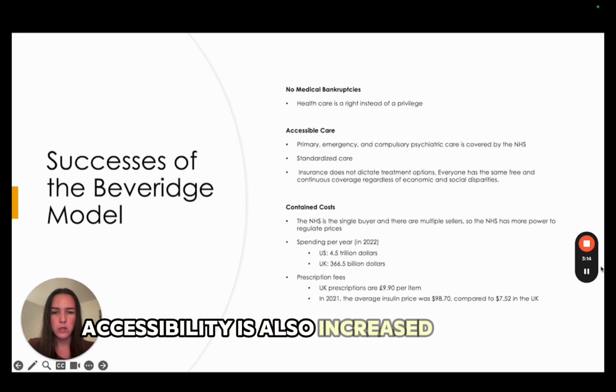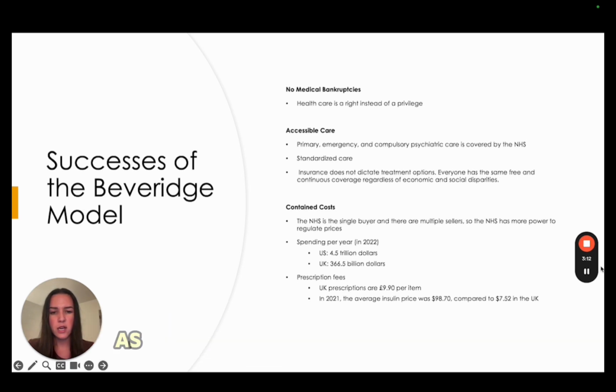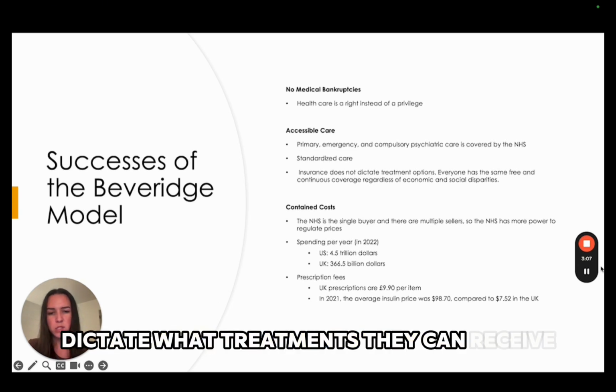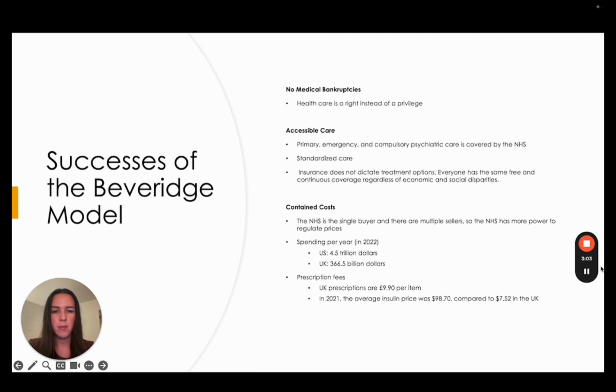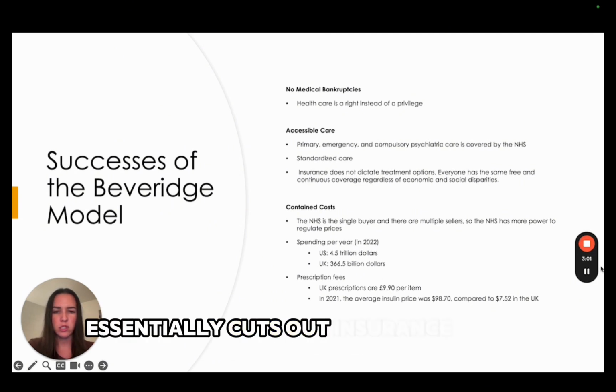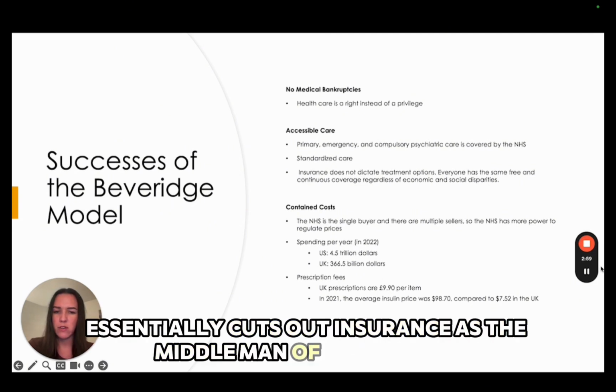Accessibility is also increased because care becomes standardized, as a patient's insurance does not dictate what treatments they can receive, and providers aren't managing insurance requests or claims. The Beveridge model essentially cuts out insurance as the middleman of healthcare.